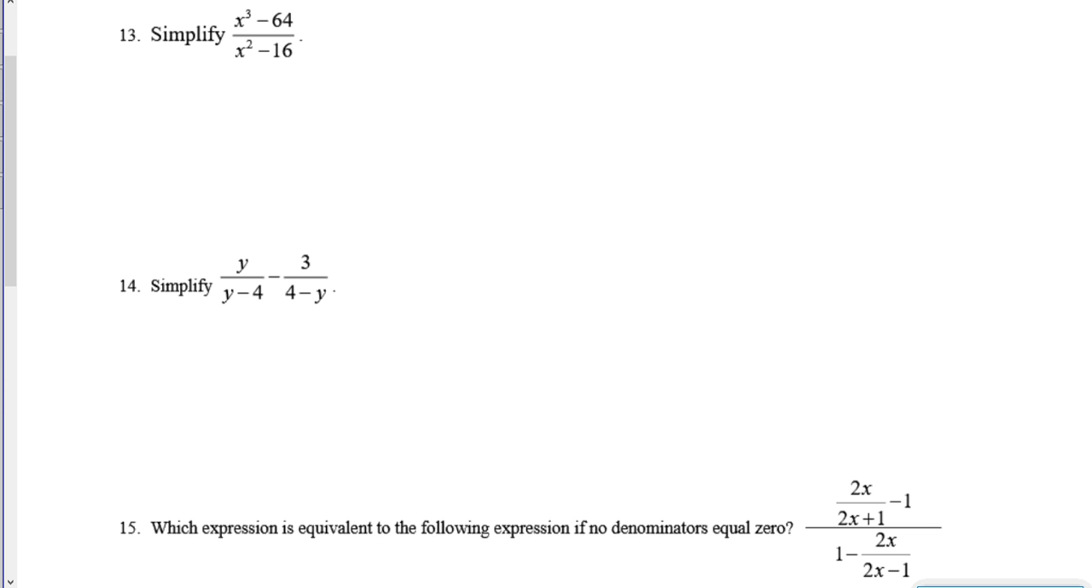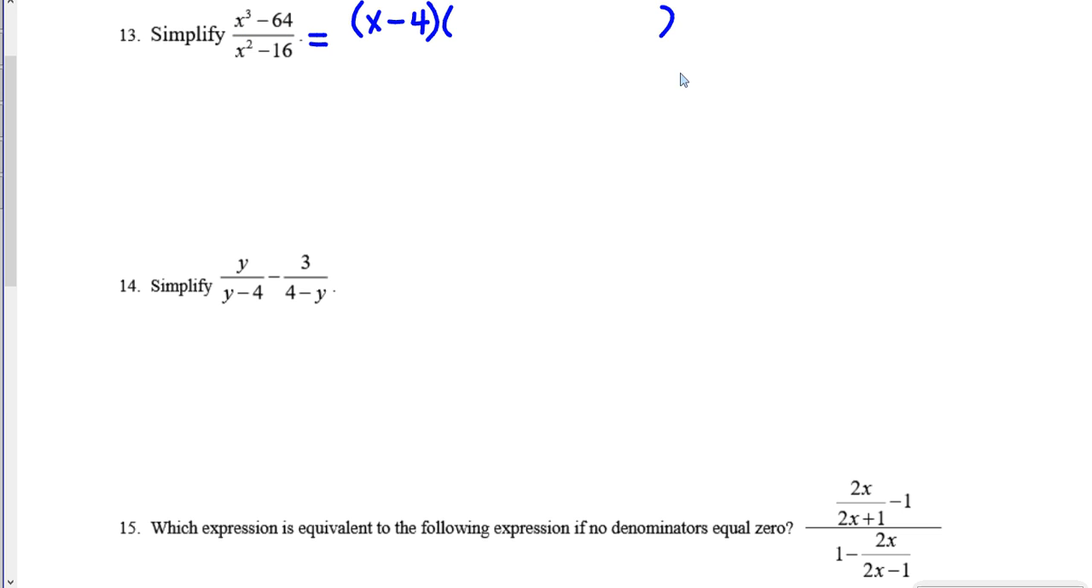Okay, the first question here, number 13, was just straight up to simplify. So I want to factor at the top and bottom. This is two terms. I always look for GCF first. There isn't one. These are cubes. So my first factor is going to be x minus 4, because the cube root of x cubed is x, and the cube root of 64 is 4.